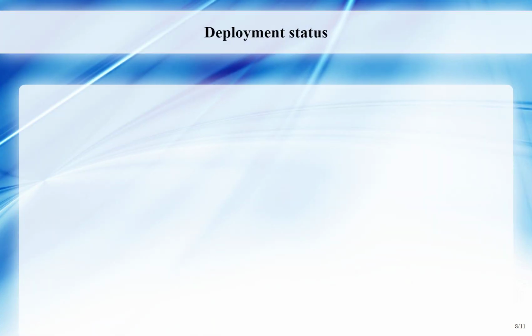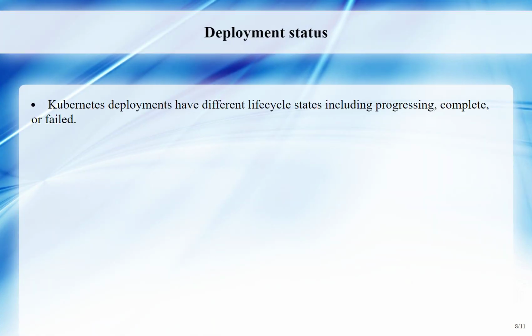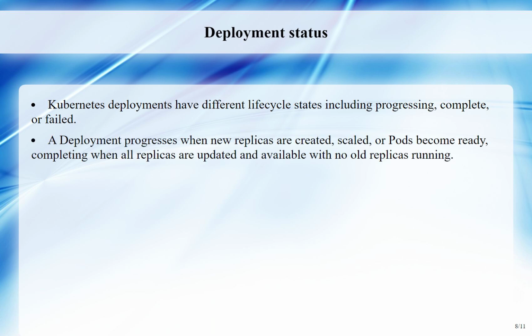Deployment status. A deployment in Kubernetes goes through different states during its lifecycle. It can be progressing, complete, or fail to progress. A deployment is marked as progressing when it creates a new replica set, scales up or down its newest replica set, or when new pods become ready.